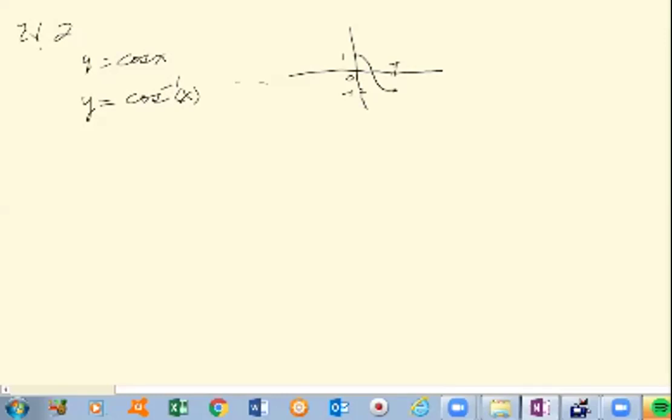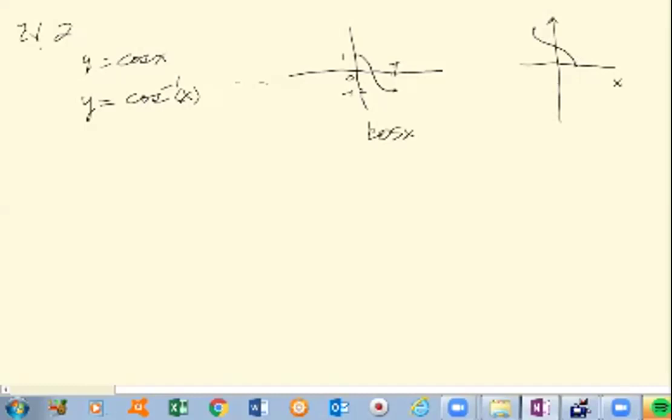So this is the cosine of x. Over here now, we're going to take a look at the inverse cosine. What happens is that we're going to see something that looks more like this, from the low point to the high point.